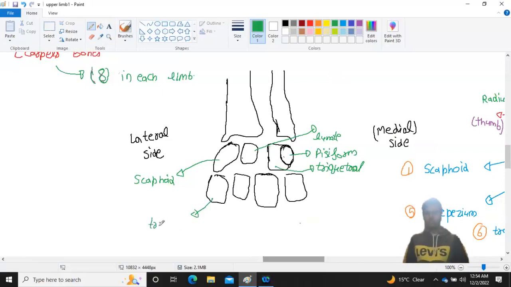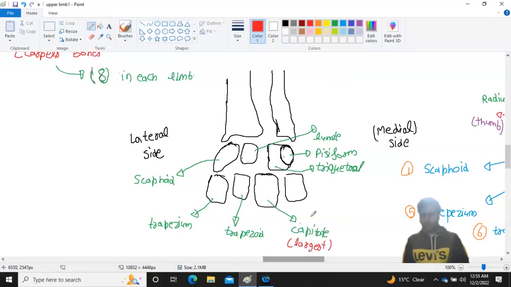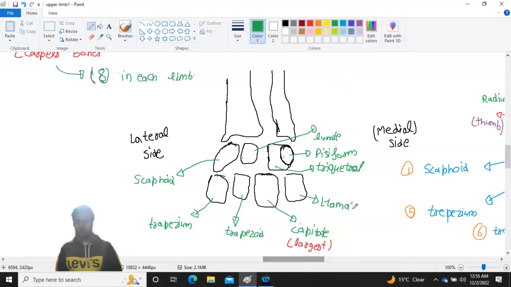This is trapezium, trapezoid, this is largest bone capitate, largest carpal bone. Largest लिख लेते हैं. Done. And this is called hamate. Done. तो ये हमारी बोन्स हो गई.